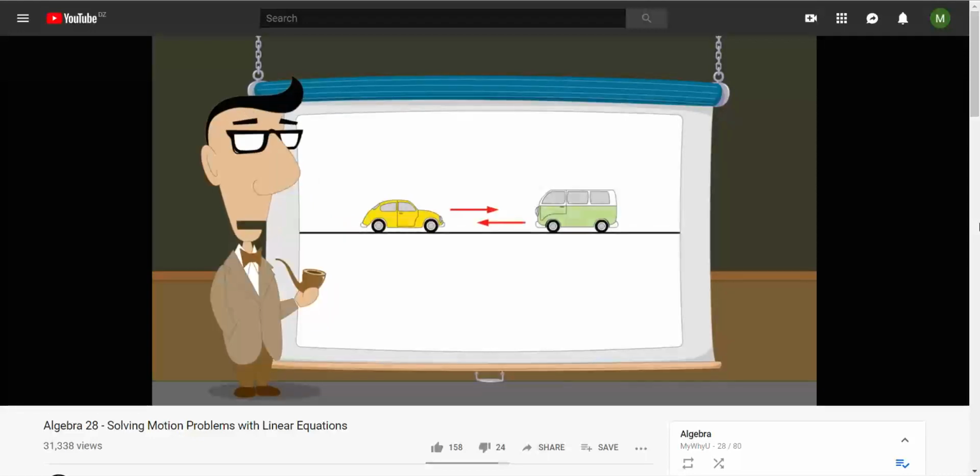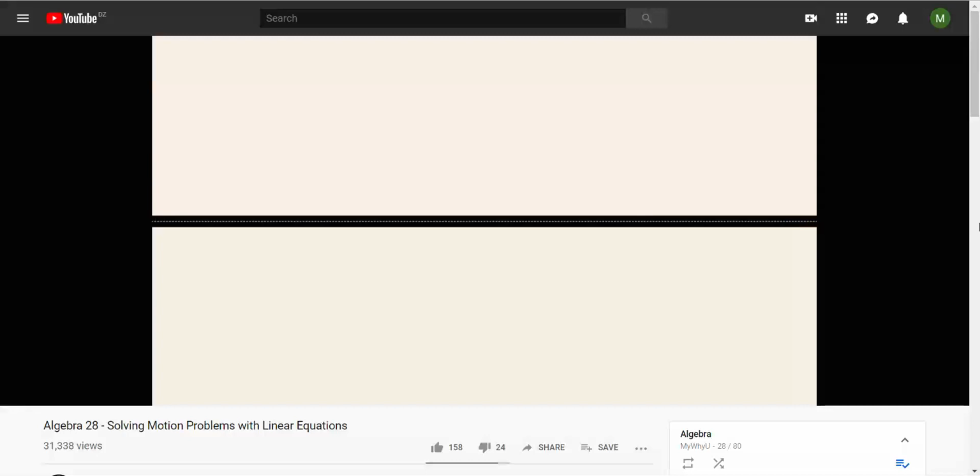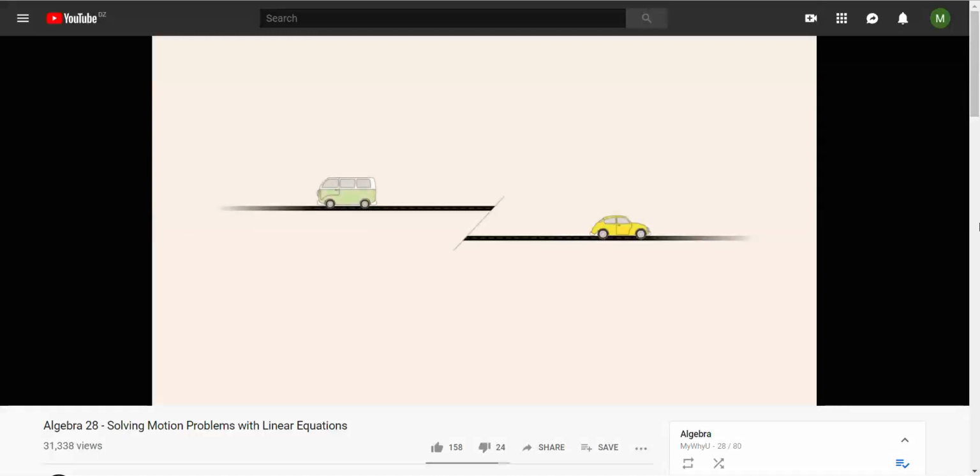Now let's try a problem which involves two vehicles moving at different speeds. A car and a bus are each traveling at constant speeds in opposite directions on a highway. 3 hours after they pass each other, they are 360 miles apart. If the car is traveling 10 miles per hour faster than the bus, how fast is each vehicle traveling?